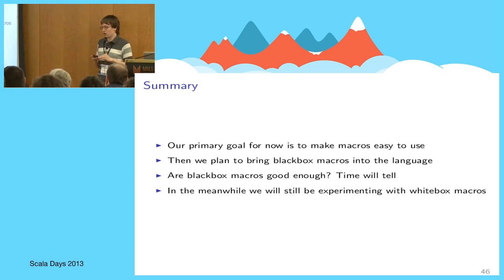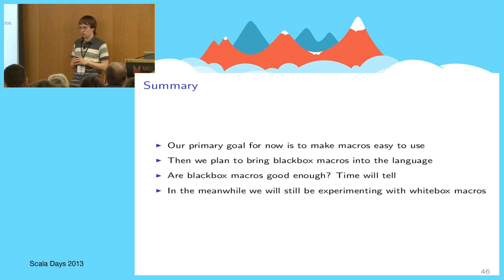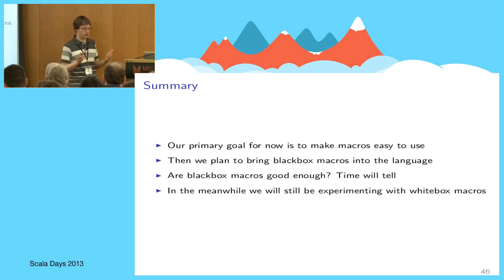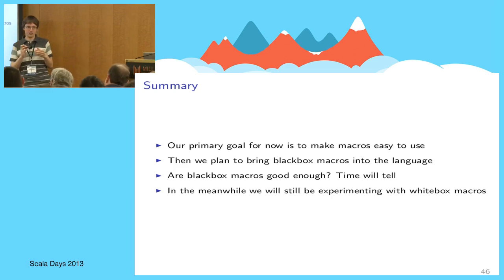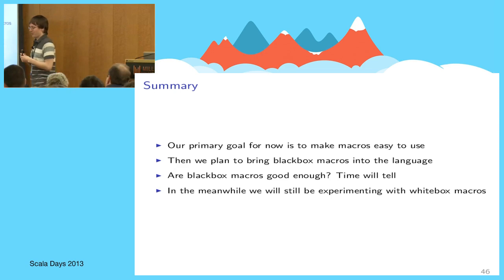So first of all, as I've alluded to, and I would like to explicitly state this right now, our primary goal for macros for now is to make them simple to use, so that there are no cryptic compiler messages, so that you don't need to know how scalac works. You just use them. And this is our primary goal for now. And then, in the meanwhile, we will also be doing all these cool experiments in Macro Paradise. And I'm sure that in the next year, I will have some more stuff to present. So don't be discouraged by this direction of development.